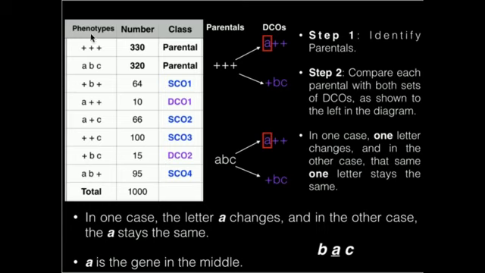Here you're given a table. What you'll typically be given are just phenotypes and the number of occurrences of each. You will definitely not be given the classes here, which I already have filled out, and you may or may not be given the total. I've chosen numbers that purposely add up to a simple number to deal with, 1,000.